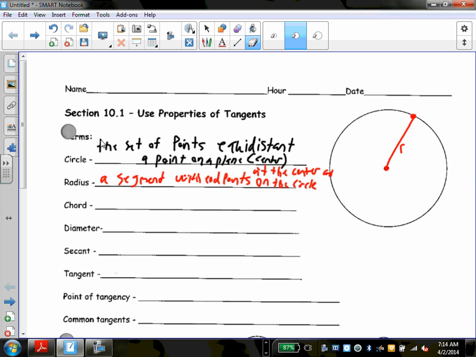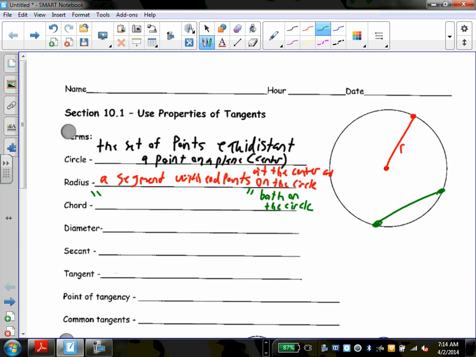A chord, which is the next word we have, is a segment again with endpoints both on the circle. So say I have a point here and I have a point here, that would be a chord. So if you ever see that word, which you will a few times within these notes, that is what a chord refers to. It's just a line that has both endpoints on the circle.